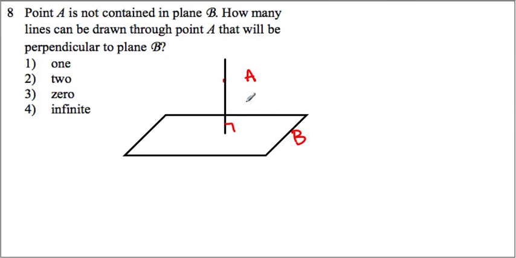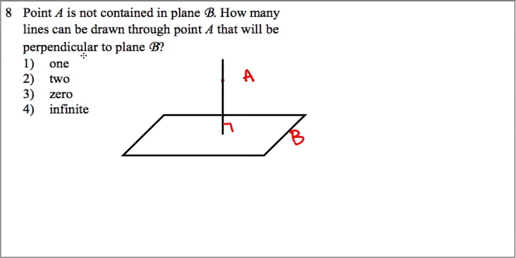Only one line can be drawn to that plane that is perpendicular and passes through that point. Because in order for it to be perpendicular, if you have to be in another location, then it wouldn't pass through the particular point A. So therefore, there's only one answer. It passes through point A and at the same time is perpendicular to that plane. So the answer would be 1.